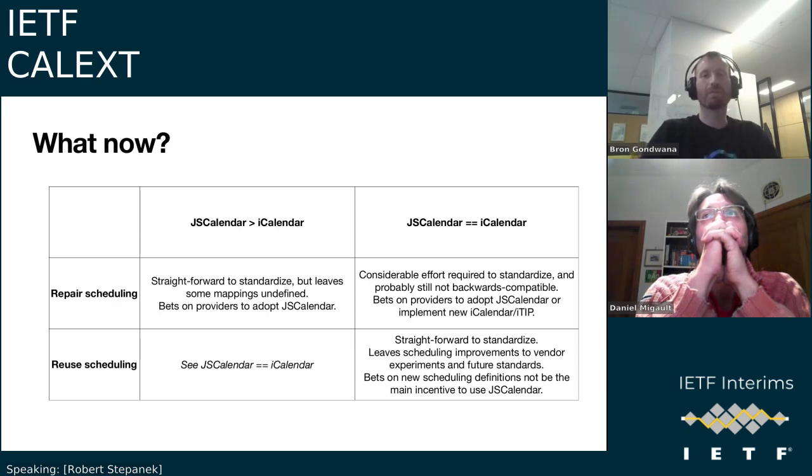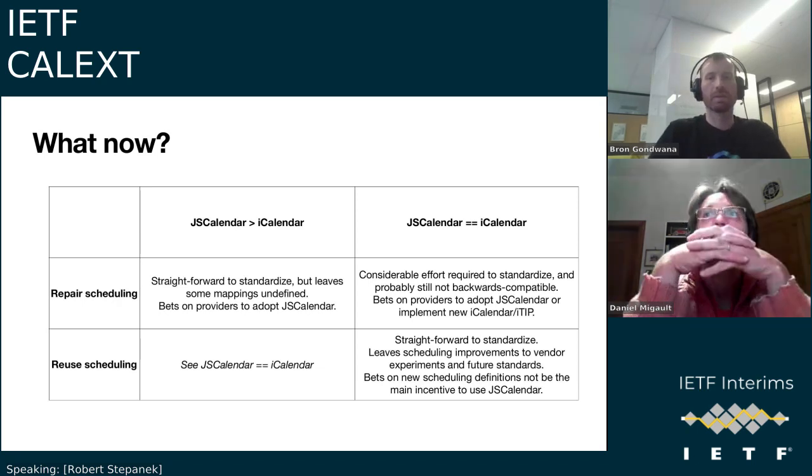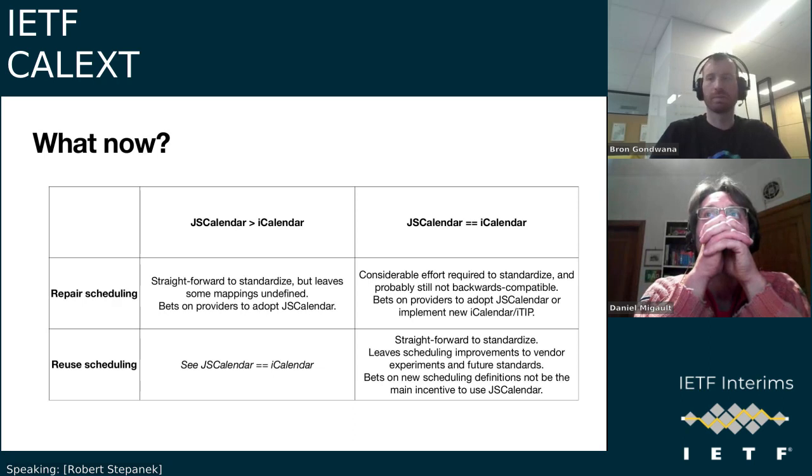And the reuse scheduling, there is really just one thing to consider, because JS Calendar is more than iCalendar. That's not applicable because we don't bring anything new in JS Calendar to scheduling. And of course, it's easy to standardize. It leaves the additional repair scheduling work to experiments, probably future standards. And it bets that JS Calendar brings enough other stuff on the table that people still are interested in implementing it.